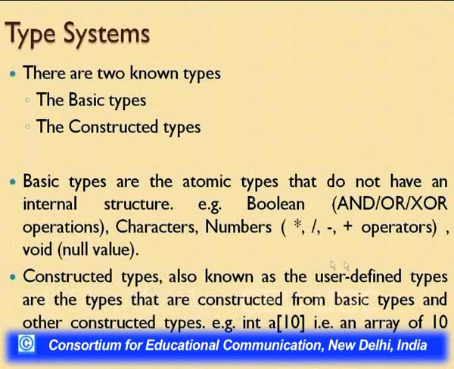Constructed types, also known as user defined types, are the types that are constructed from the basic types and other constructed types. For example, int A[10]. This type actually is an array. We say that this A is an array. We no longer say that this is an int. We say that it's an array of integers, having 10 elements altogether. So it's an array of 10 integer elements. So this is a type. If we specify it over here, then array is a kind of type that we are referring to in this situation. But this array type is actually coming from another type called integer. So it's actually a constructed type or a derived type.